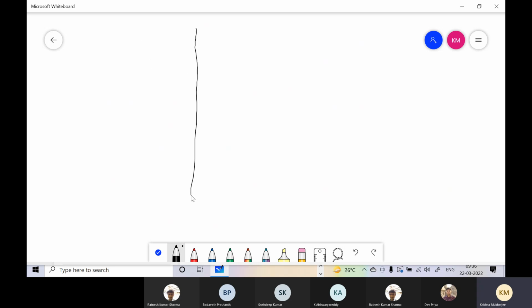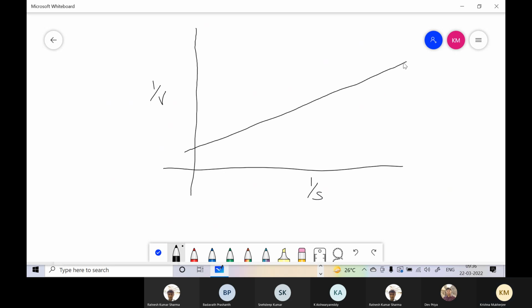So let us draw it like this. So this is your graph, 1 by V versus 1 by S. And I just wanted to know whether you understand this. So this is your plot for competitive inhibition.